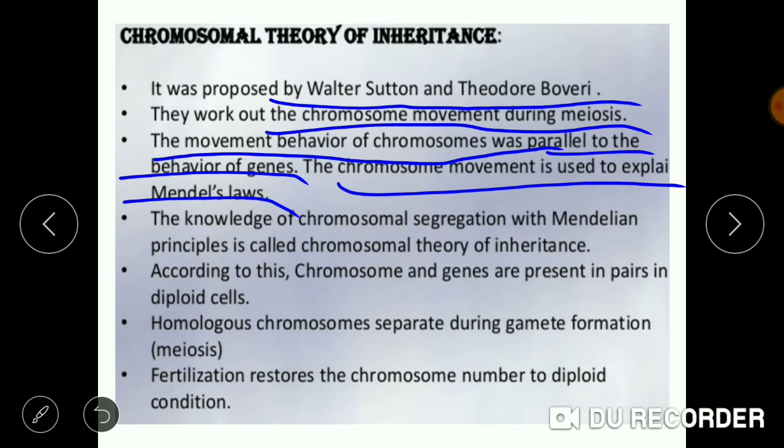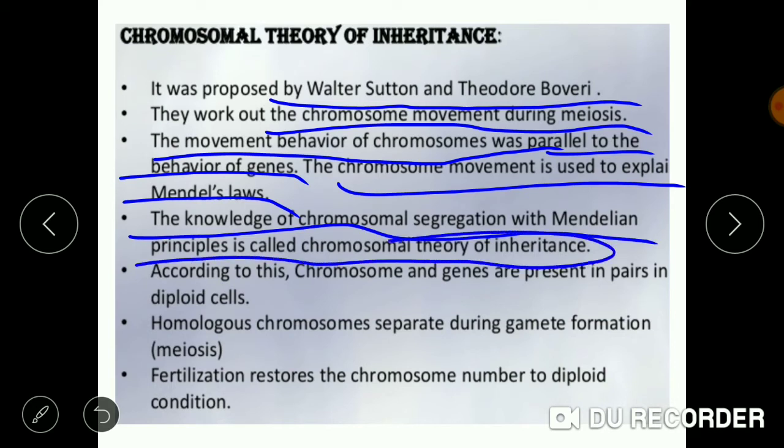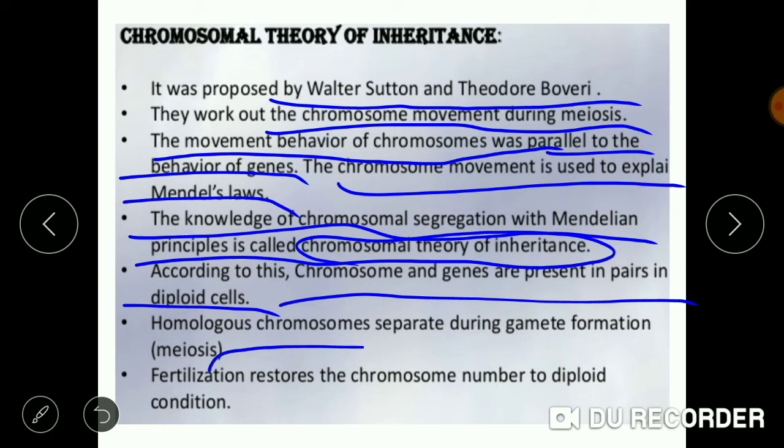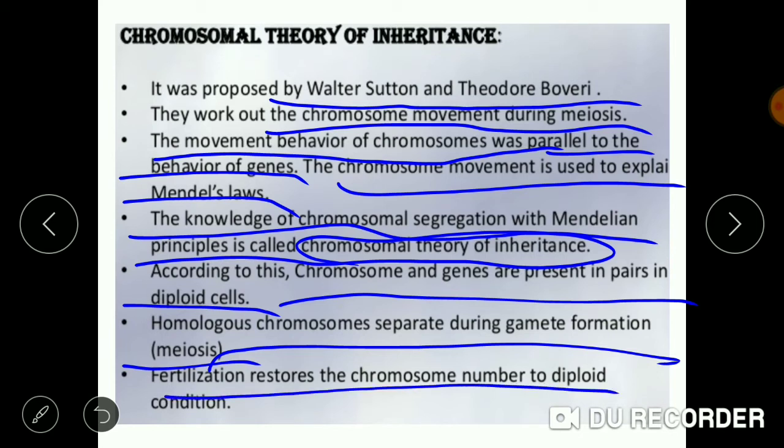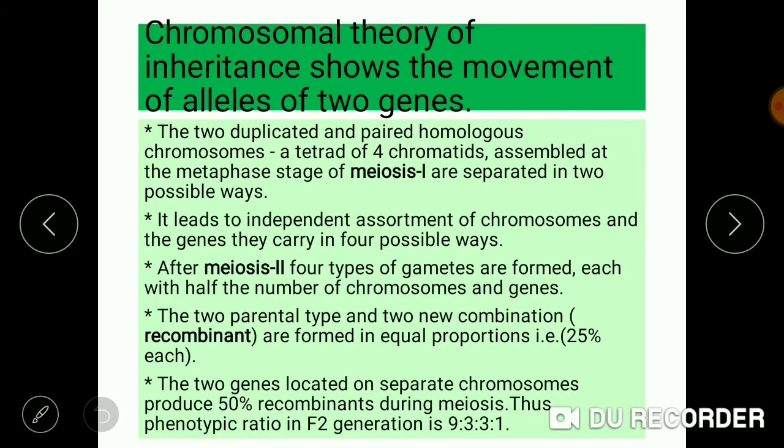Knowledge of chromosomal segregation with the Mendelian principle is known as the chromosomal theory of inheritance. According to this, the chromosomes and genes are present in pairs in diploid cells. The homologous chromosomes separate during gamete formation in the process of meiosis. Fertilization restores the chromosome number to the diploid condition. The chromosomal theory of inheritance shows the movement of alleles of the two genes.